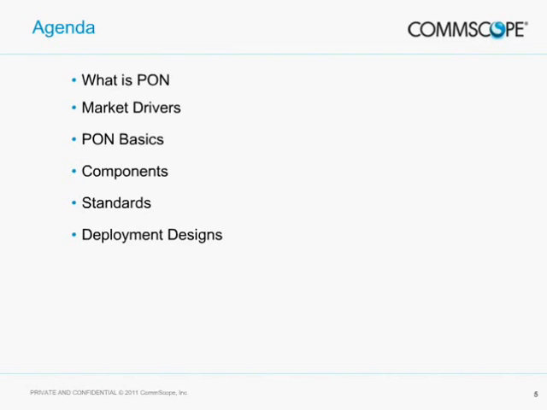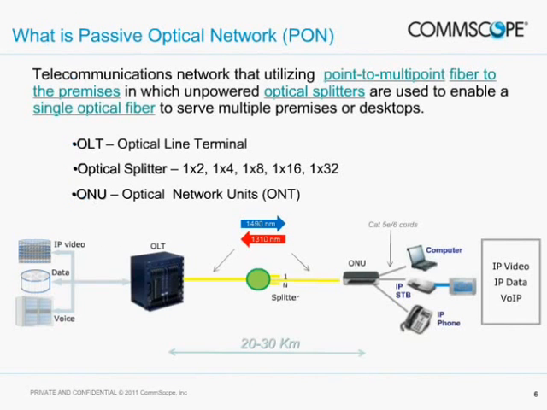So we look at what is passive optical networking. It's a telecommunications network solution that uses point-to-multipoint fiber. And what that means is we're basically taking a single mode piece of glass. So if we look at the bottom illustration, there's an OLT. Imagine that yellow line is a single strand of single mode fiber that goes into a splitter. These optical splitters could be 1x2, 1x4, all the way up to 1x32. What they do then is they take that single transport signal and split it out to all of these ONUs.